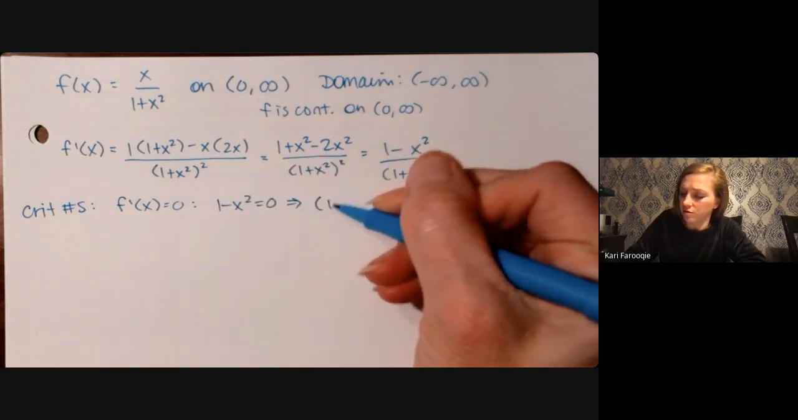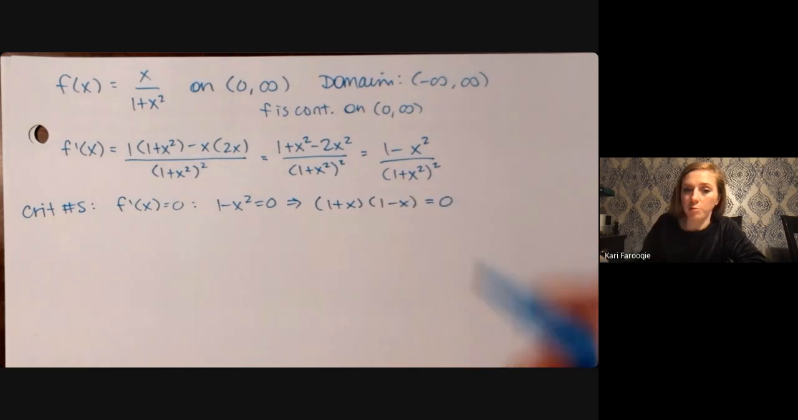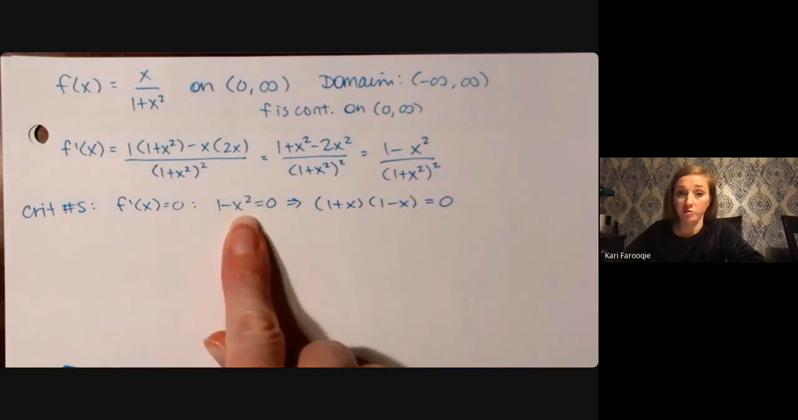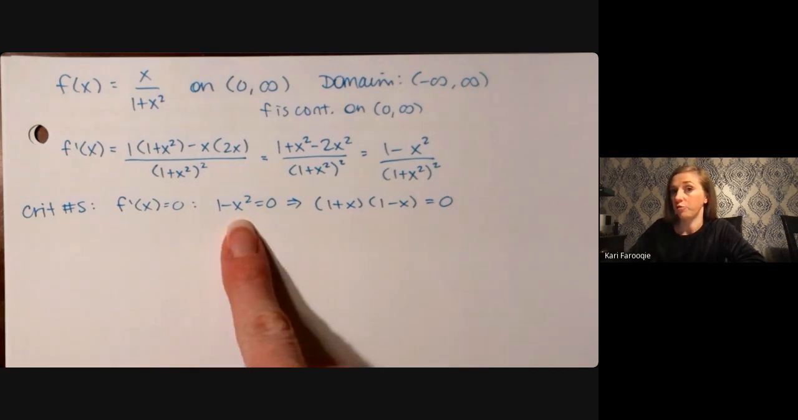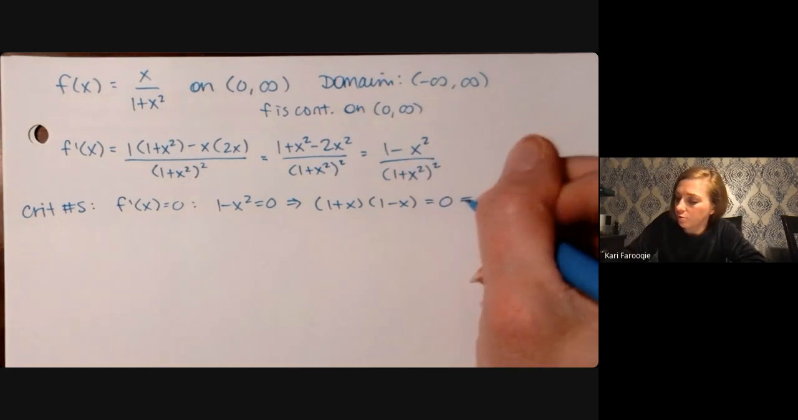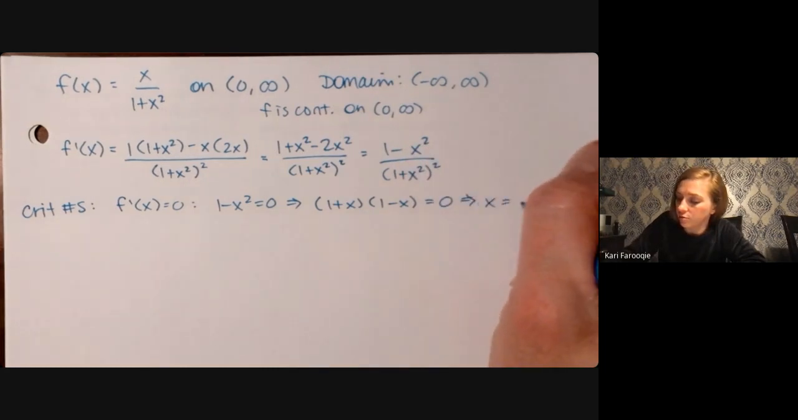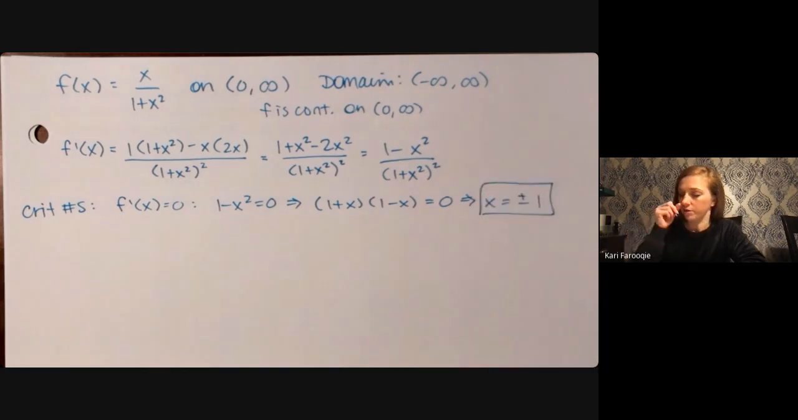You can factor this, or you can solve it using the square root property. If you use the square root property, you're going to say x squared equals 1, and then x equals plus or minus 1. I kind of like to factor it because students will forget to put a plus or minus sign on it. So you decide, but I'm going to go with this method, and we'll say x equals plus or minus 1 regardless.